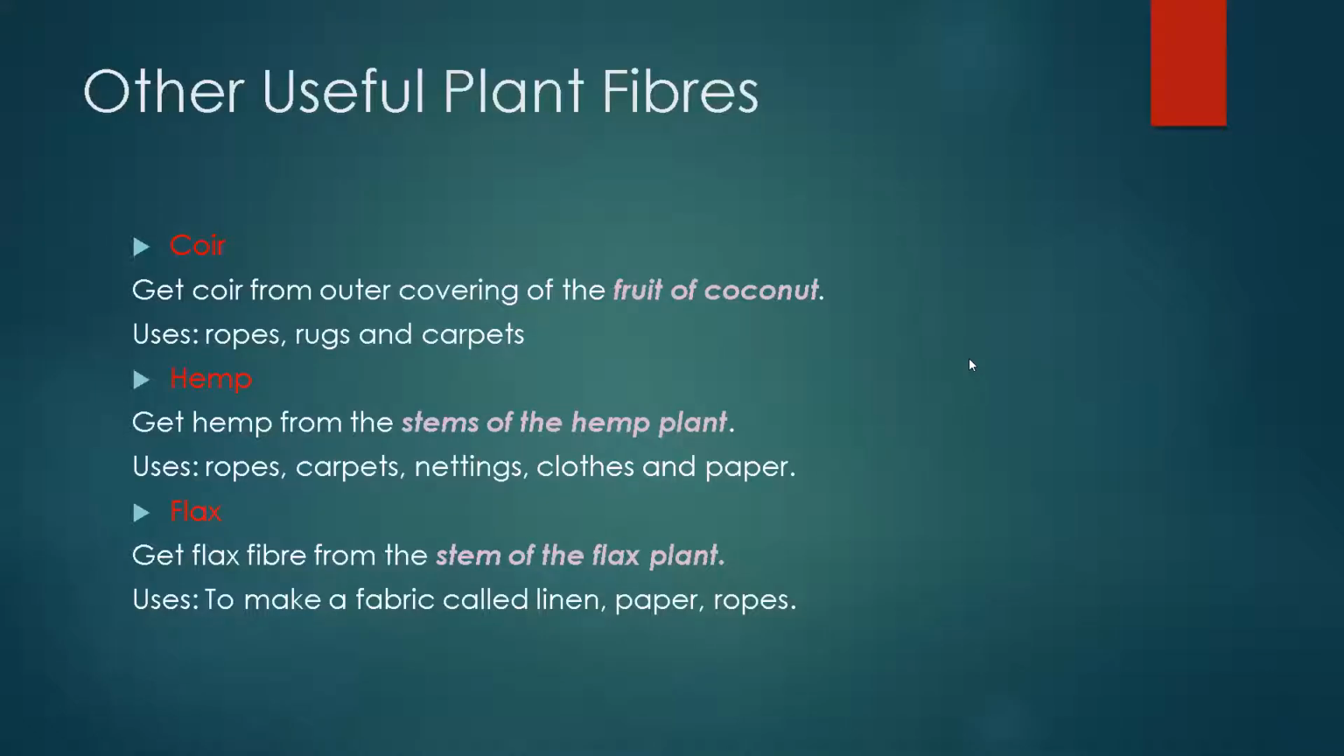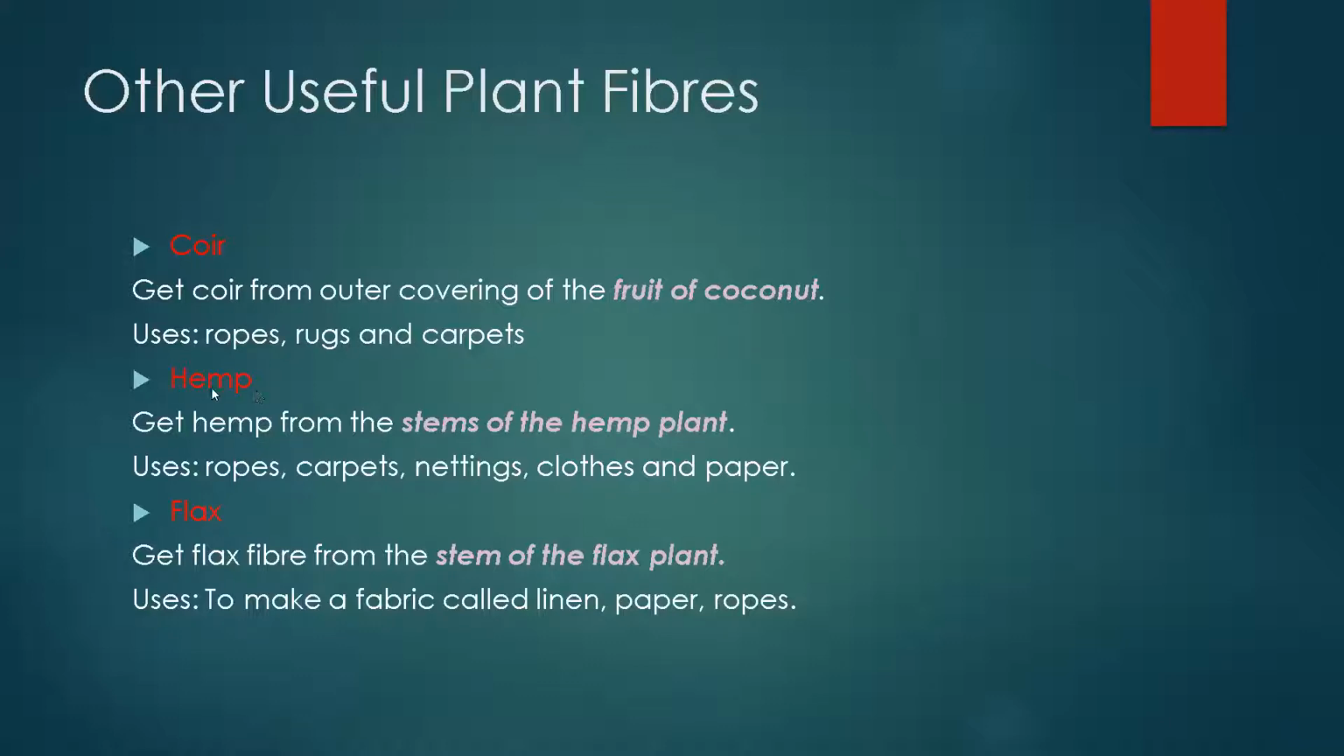Yes, students, now we will discuss some other plant fibers, that are coir, hemp and flax. Coir, we get from the outer covering of the fruit of the coconut. And this coir is used to make ropes, rugs and carpets also.